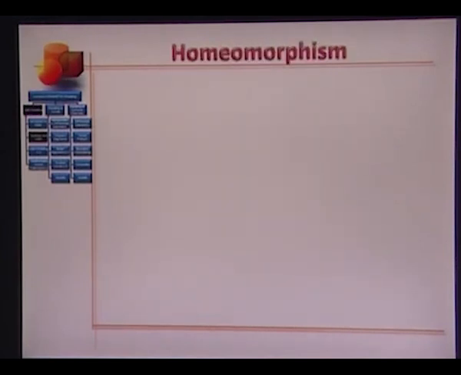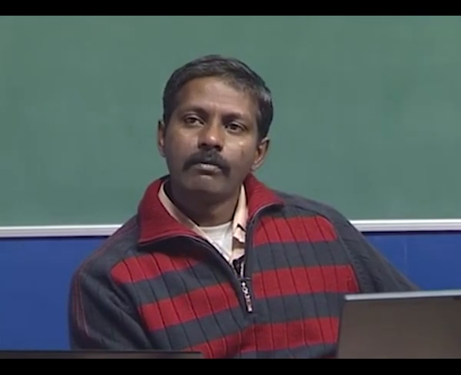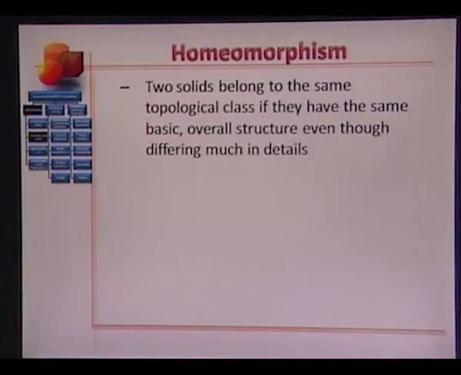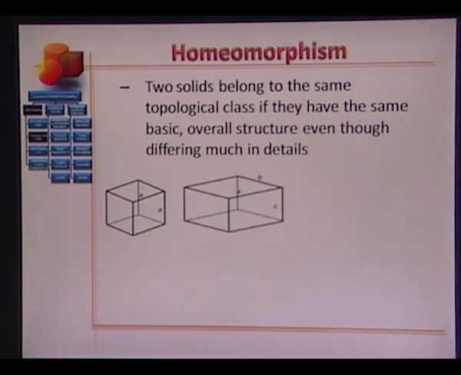Homeomorphism. This is one of the topological properties that solids share. Loose meaning of the term homeomorphic is of the same shape. Two solids belong to the same topological class if they have the same basic overall structure, even though differing much in details. Consider this cube, for example. This has a side of size A. This is a block of sides A, B, and C.